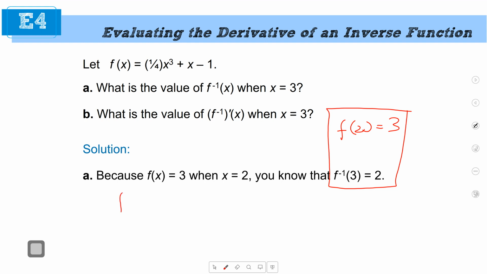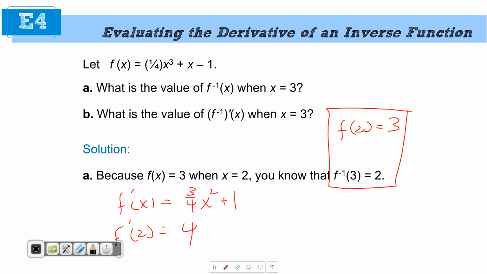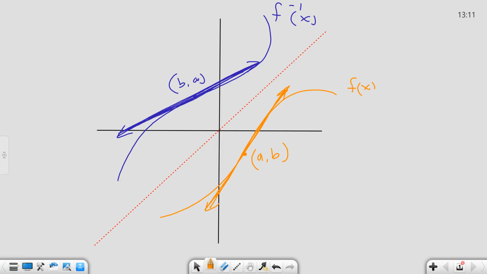So, f prime of x is equal to 3/4 x squared plus 1. So what's f prime of 2? 4. Good. Okay, so let me stop for a second and make sure you understand that. In this picture, what is 4? Slope of the orange tangent line.